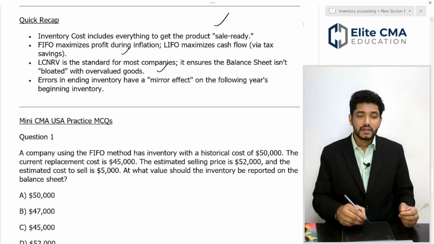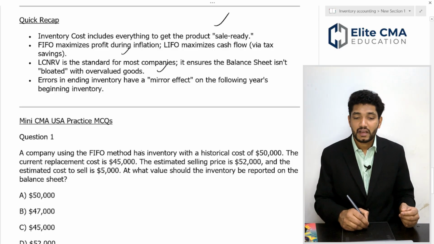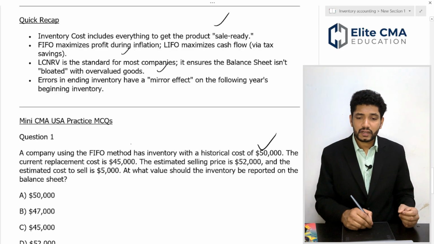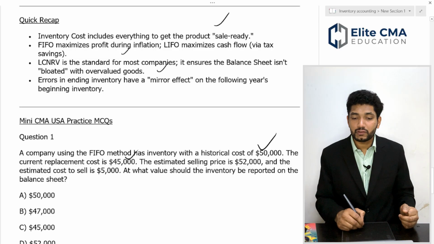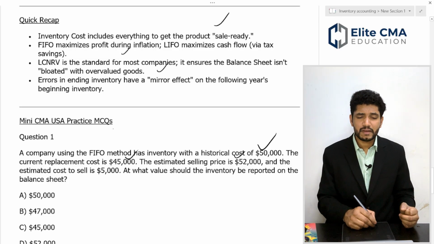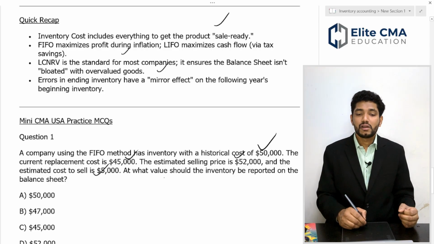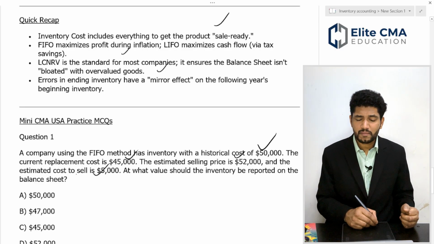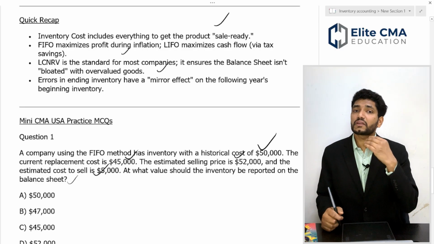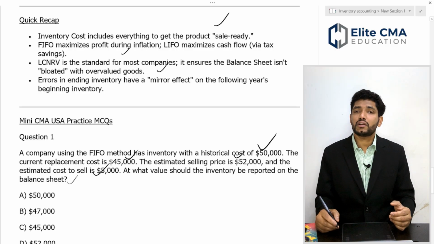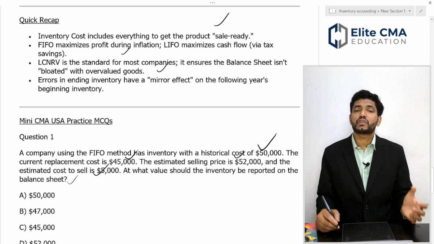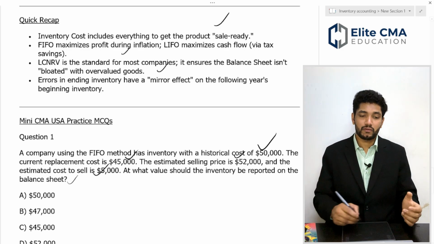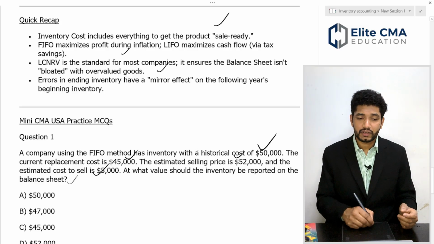A company using the FIFO method has inventory with historical cost 50,000. The current replacement cost is 45,000. The estimated selling price is 52,000 and the estimated cost to sell is 5,000. At what value should the inventory be reported on the balance sheet? Here you have to calculate your total cost and your net realizable value. Whichever is lower will be your inventory value. The cost is already given here, it is 50,000.